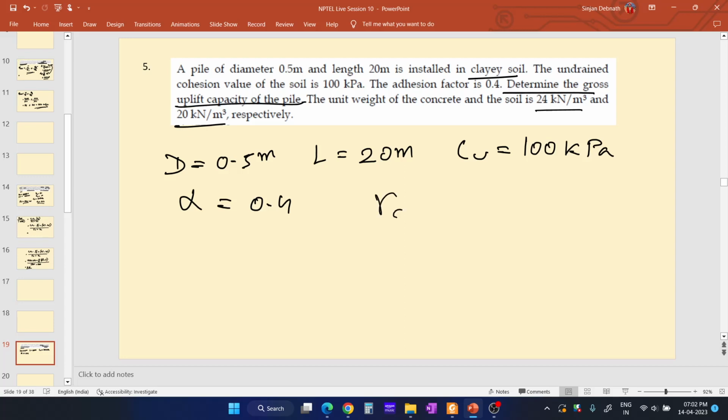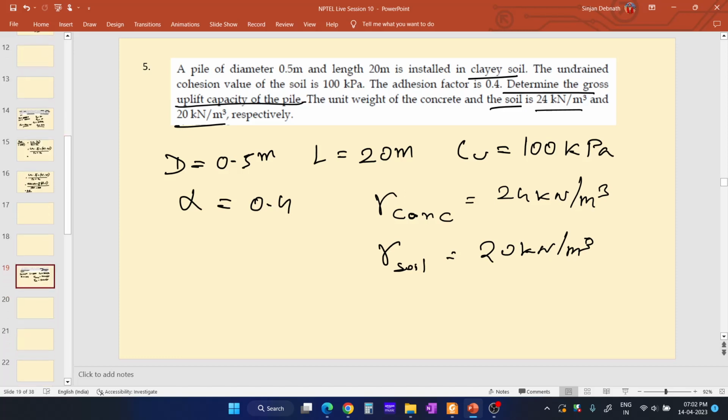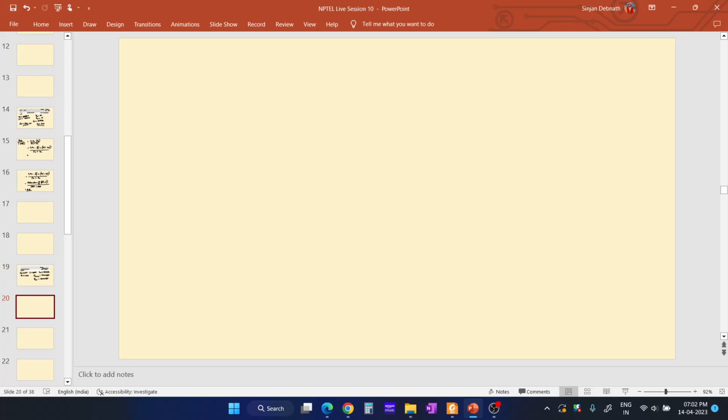The unit weight of concrete is 24 kilonewton per meter cube, and unit weight of soil is 20 kilonewton per meter cube. So first of all, before proceeding to this particular problem, let me just brief you about the uplift capacity, what it actually is. So, uplift capacity of piles.